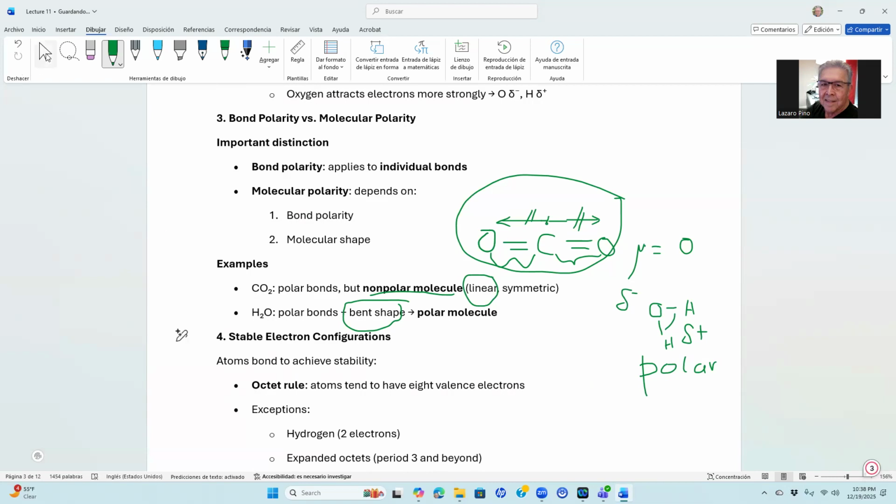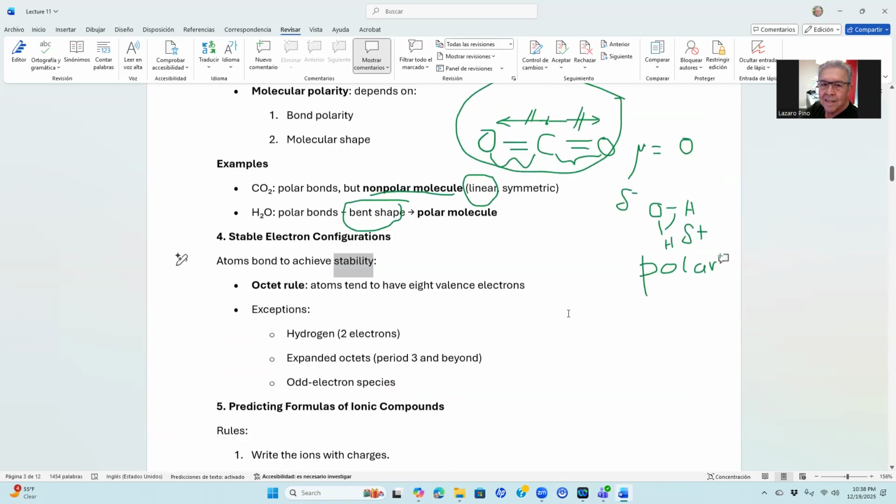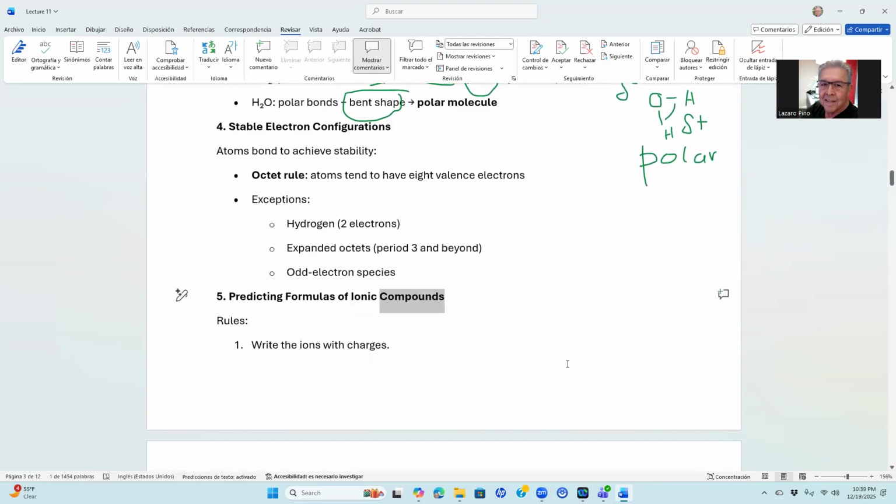Let's go to the following concept: stable electron configurations. Atoms bond to achieve stability. Octet rule: atoms tend to have 8 valence electrons. Exceptions: hydrogen, 2 electrons; expanded octets, period 3 and beyond; odd electron species. Predicting formulas of ionic compounds.